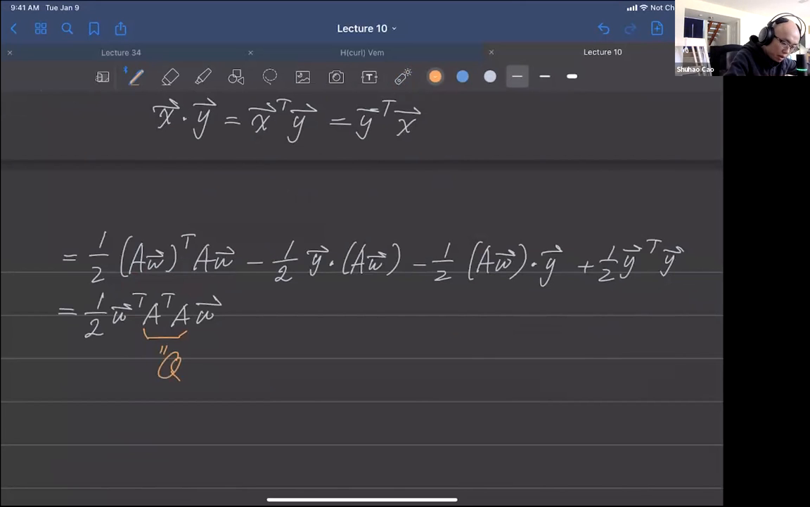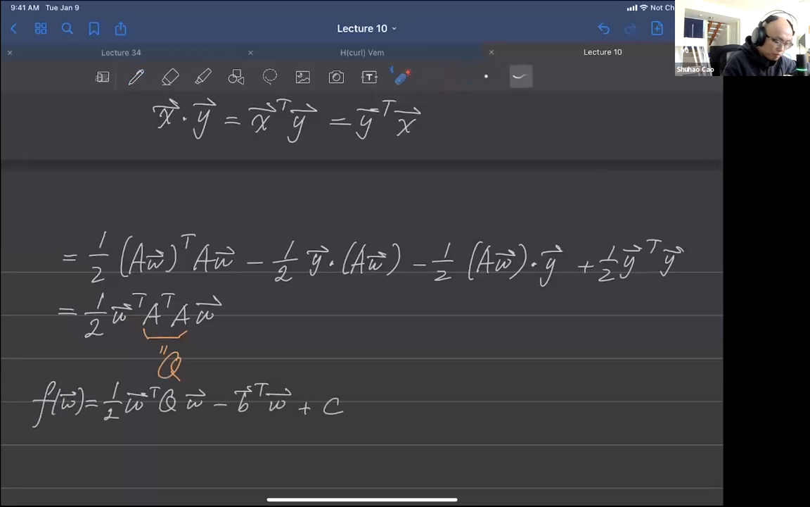So our model problem was 1/2 W transpose Q W subtract B transpose W, and plus maybe a constant. Adding or subtracting a constant doesn't affect our minimum or maximum. So this guy is A W transpose Y, and this guy is, oh, it's actually the same, right? Sorry, my bad. They are the same.